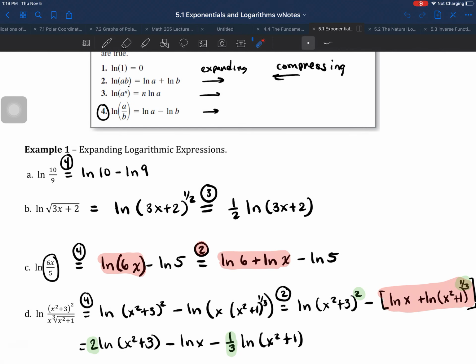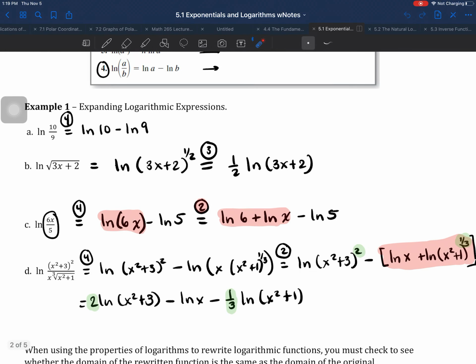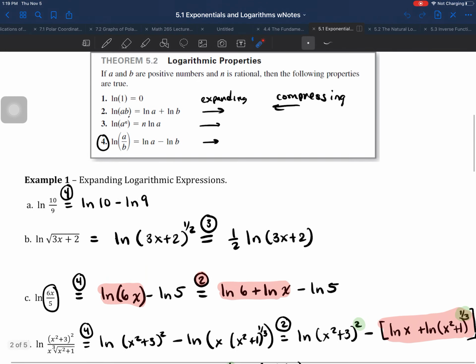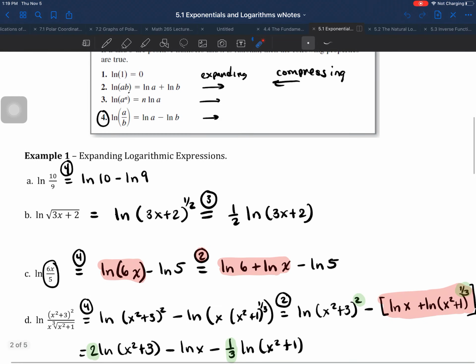Let's practice this concept using example 1, expanding logarithmic expressions. When we go from left to right, we are expanding the logarithm. When we go from the right side to the left side, we are compressing the logarithm. So here, obviously, we are using these properties to get this result.